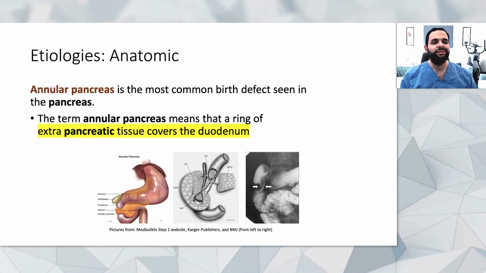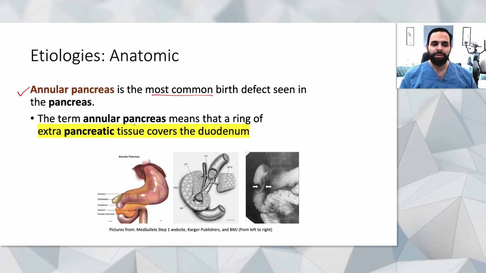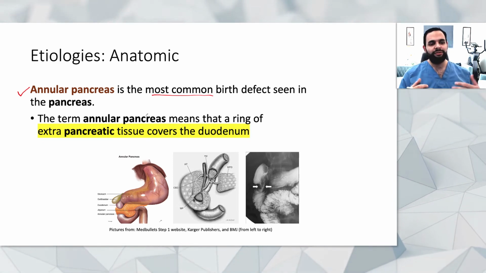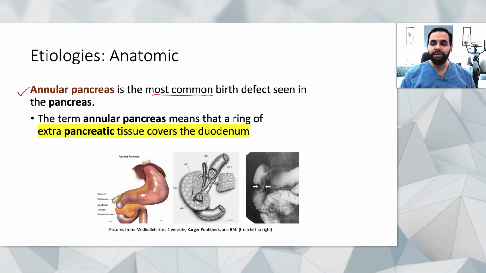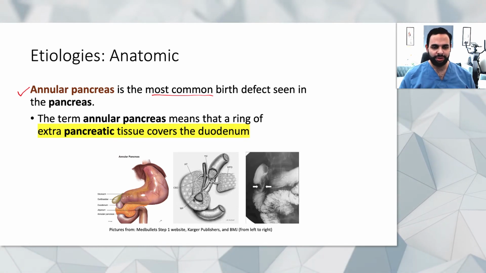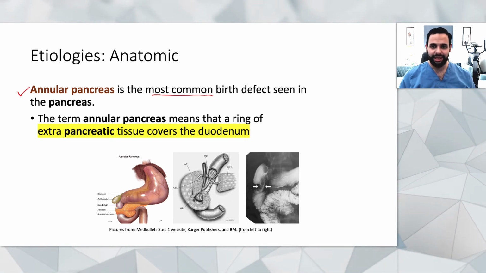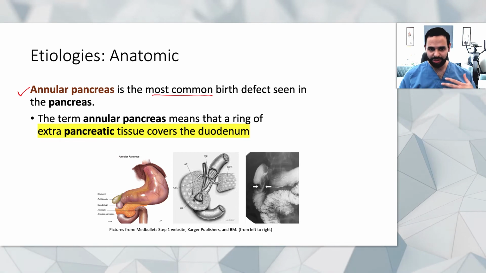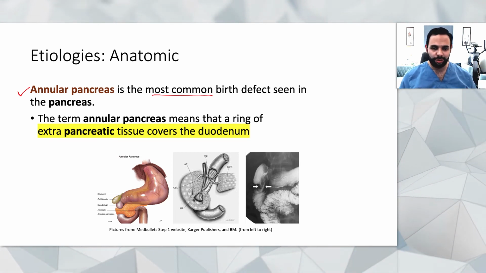An additional anatomic anomaly is annular pancreas. This actually is the most common birth defect in the pancreas, and the term annular pancreas means that a ring of extra pancreatic tissue covers the duodenum. Again, that can cause plumbing issues, so it can cause obstruction, backflow, sluggish flow, or slow emptying, and that can slowly irritate, and when you have enough inflammation, you can start having the cycle of autodigestion and autodestruction.